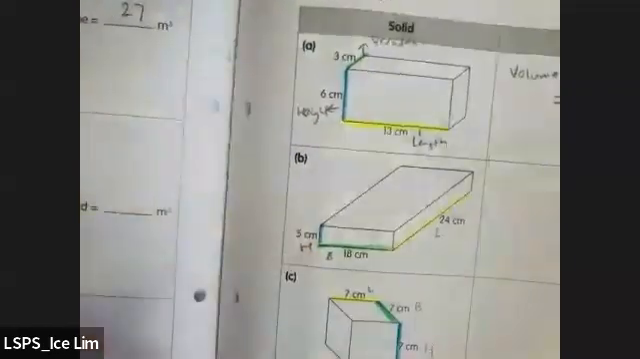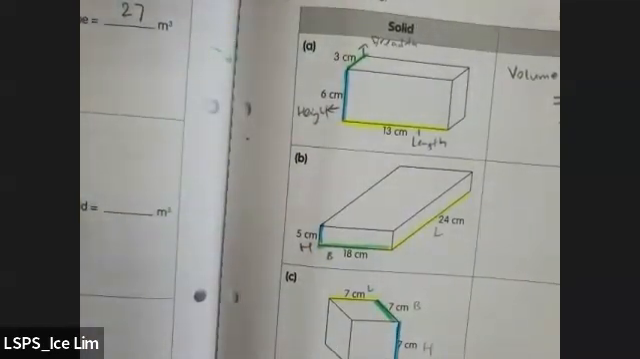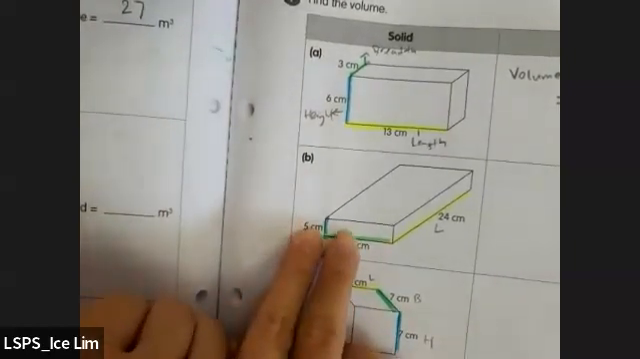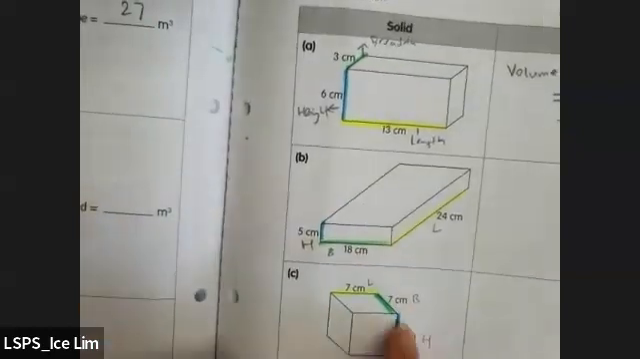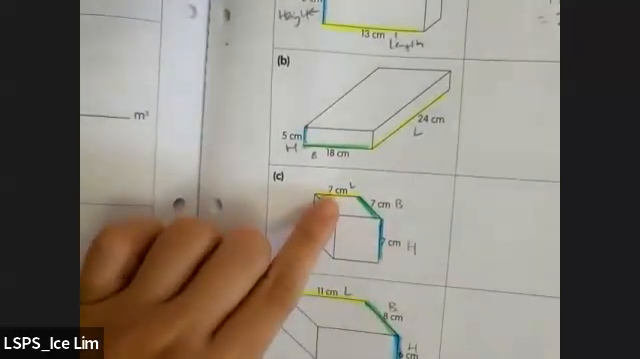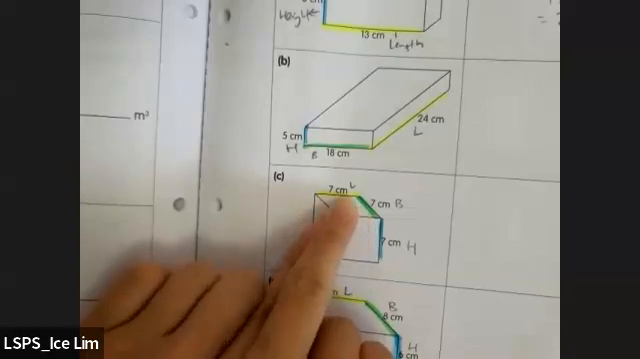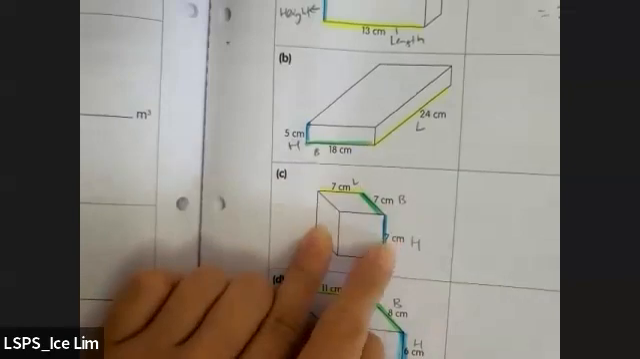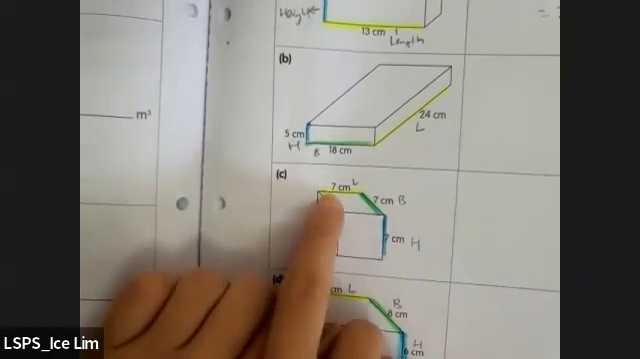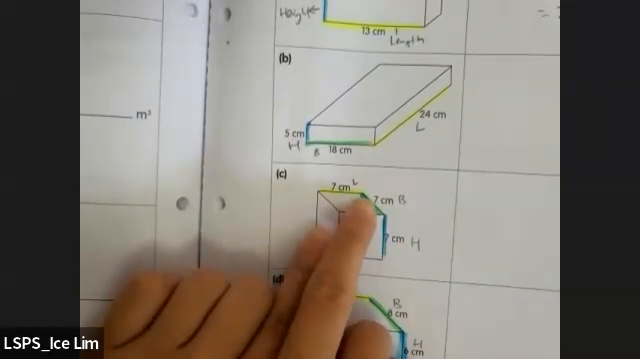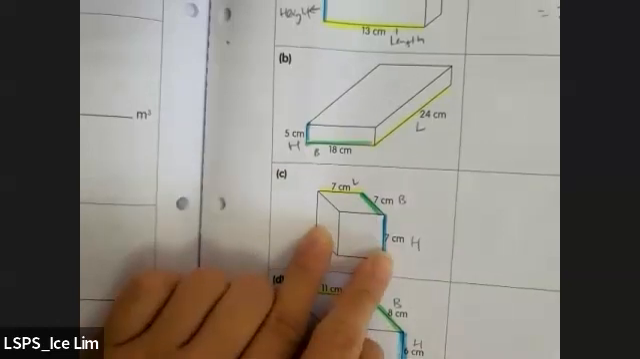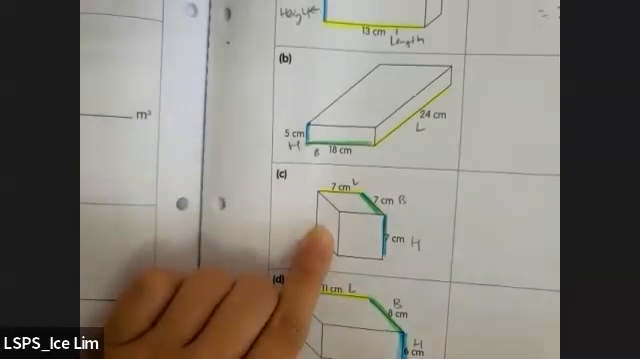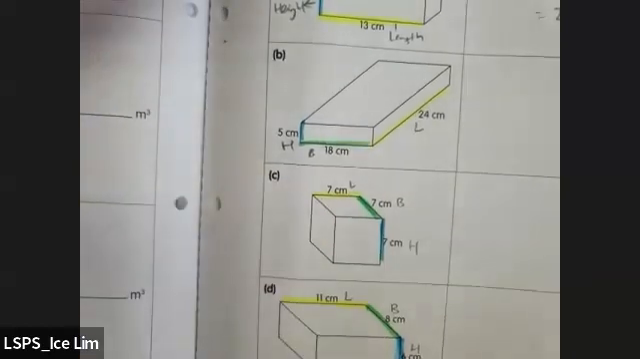So you'll notice that I'm using three colors. Right here on the screen, I hope you can see three. One is green, one is blue, and one is yellow. One looks like a slanted line, one is a horizontal line, and one is a vertical line. Usually the horizontal line refers to length, the vertical line refers to height, and the slanted line refers to how wide it is. Can you understand?